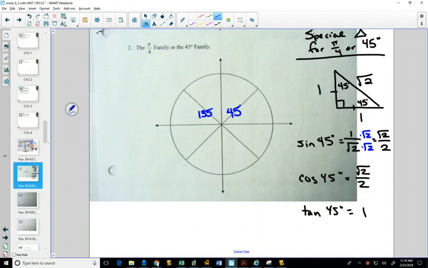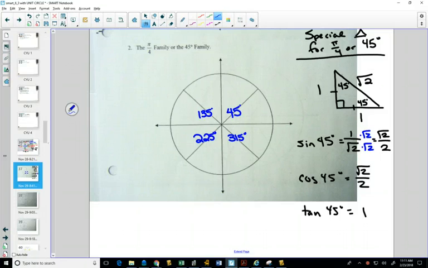So use your reference angle. You have a 10-second head start to finish the other two in degrees. How'd you do? Did you get 225 degrees and 315 degrees?